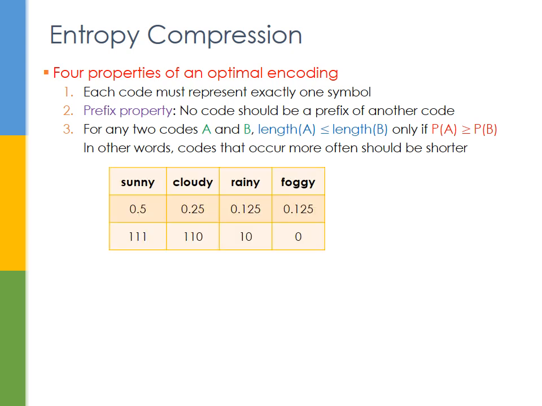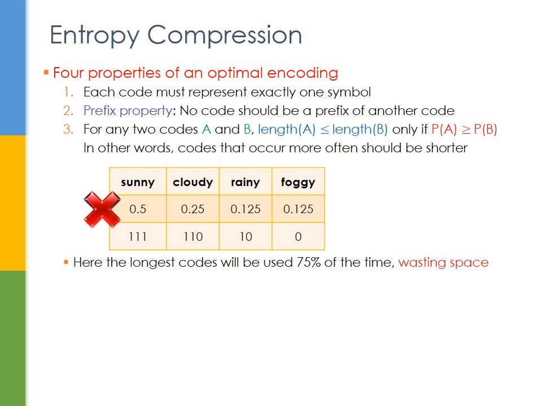So let's look at this example encoding over here. Once again, we have an encoding for 4 symbols: sunny, cloudy, rainy, and foggy. This encoding violates our third property, because the longest two codes, the codes for sunny and cloudy, which are each 3 bits long, will be used a cumulative total of 75% of the time, whereas the shorter codes will be used only 25% of the time, which wastes a lot of space that is available to us. This means that this encoding scheme is not optimal, and in other words, we should not use this encoding scheme.